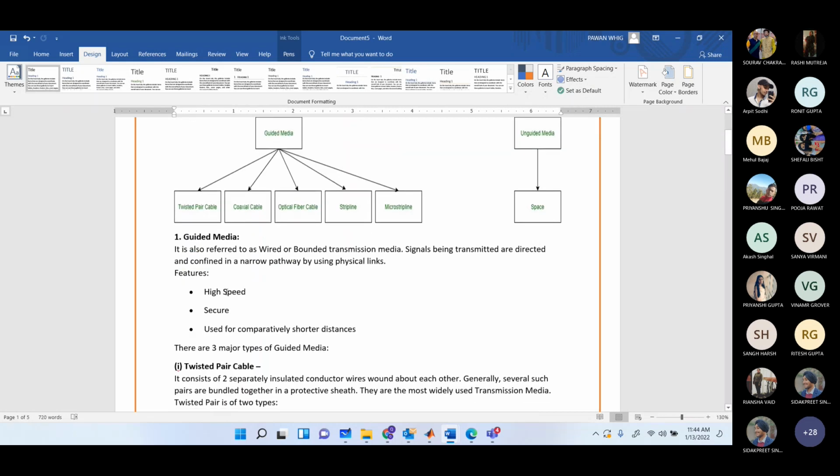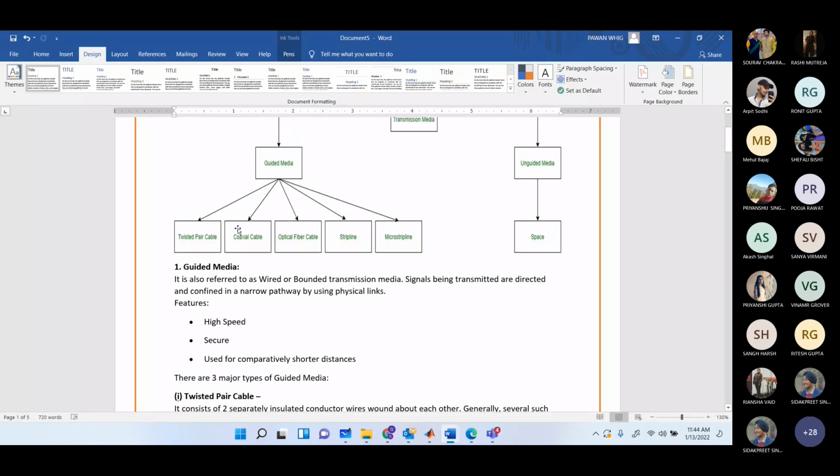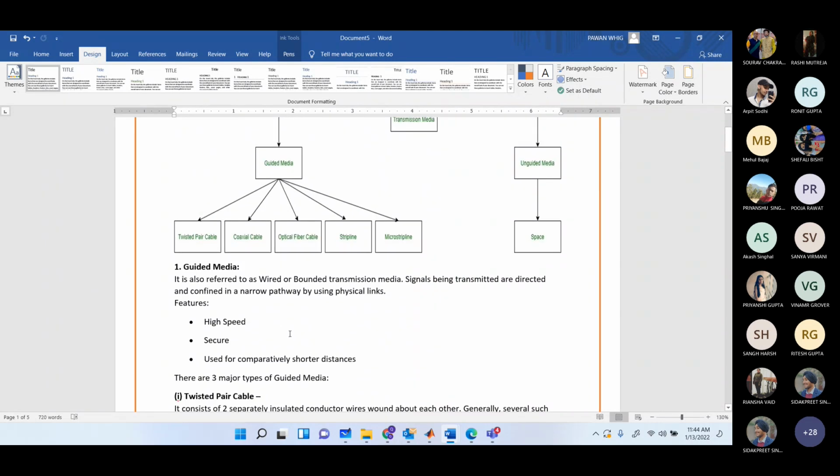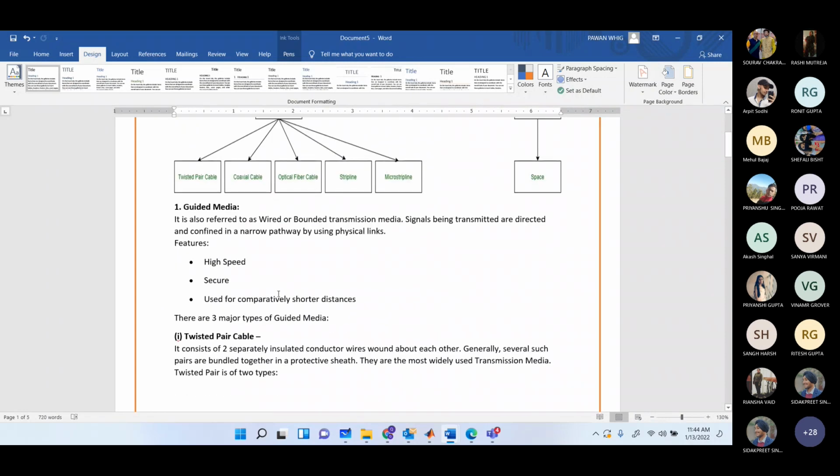The speed is high, and the security is more, especially in optical, because if there is a breach, if it leaks out from somewhere, it is immediately known as the signal strength gets low, and there are so many ways to identify it. So it is highly secured. The only limitation is it is used for comparatively shorter distance, because for a long distance it is very difficult to lay down the wire. So this is one point.